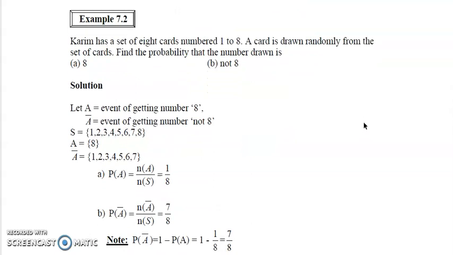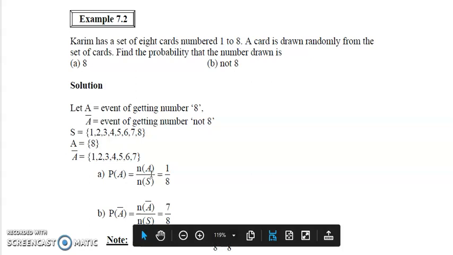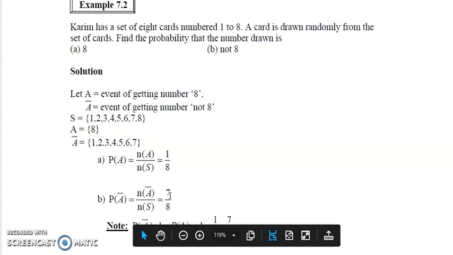Example 7.2. Let's say Karim has a set of 8 cards, numbered 1 to 8. A card is drawn randomly from the set of cards. Find the probability that the number drawn is 8. So we know the event A is getting the number 8, and A bar is not getting the number 8. The sample space is 1, 2, 3, 4, 5, 6, 7, 8. Event A will have 8, which means the number of A is 1 out of 8. And for the probability of A bar, you can just say 7 out of 8.